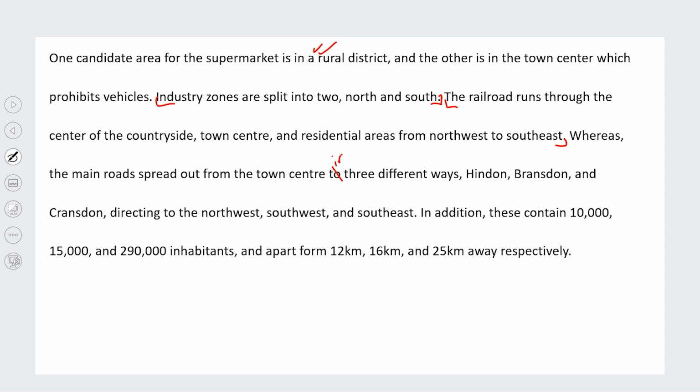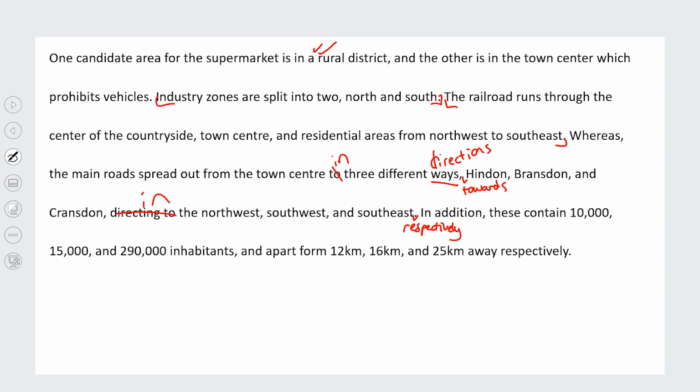In three different ways, Hindon, Branston, in three different, should really be directions, and then here we need to have towards Hindon, Branston, and Cranston, directing to the northwest, southwest, and east. And we want to have in the north and southeast, respectively. In addition, these contain 10,000, 50,000, and 290,000 inhabitants, and apart from 2 common, 12 common, 6 common, respectively.